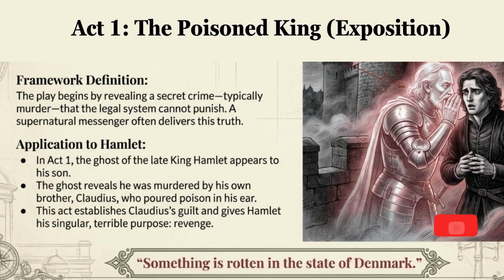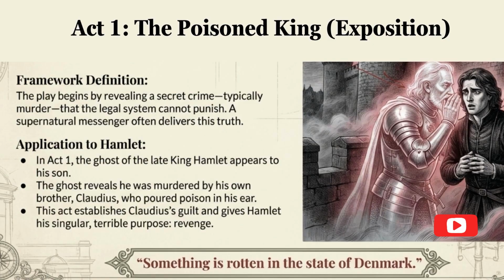Act 1, The Poisoned King, exposition stage. The ghost of the late King Hamlet appears to his son, revealing that he was murdered by his own brother Claudius, who poured poison in his ear. This gives Hamlet his purpose to revenge. Claudius has now seized the throne and married Queen Gertrude. Hamlet is commanded to avenge his father's foul and most unnatural murder.